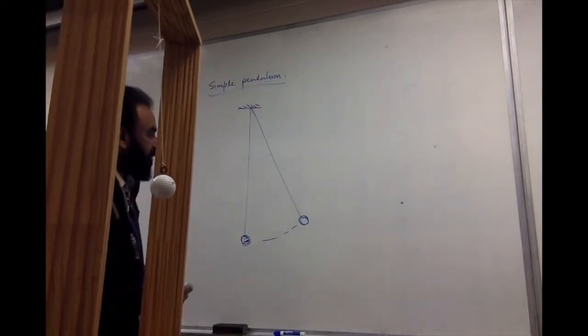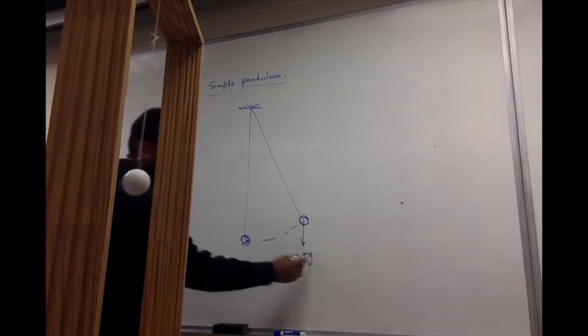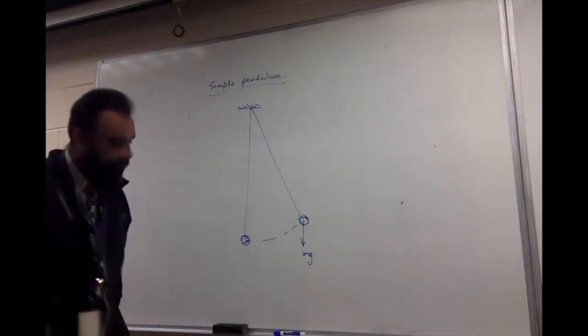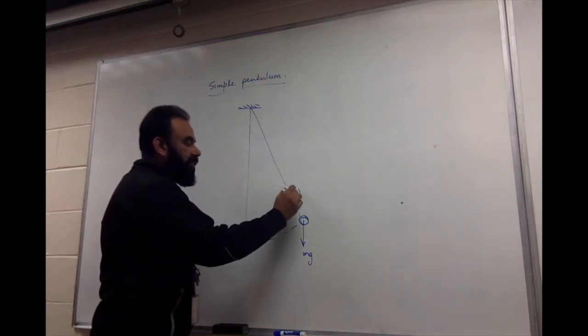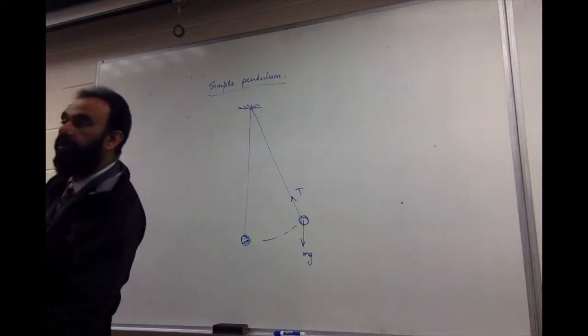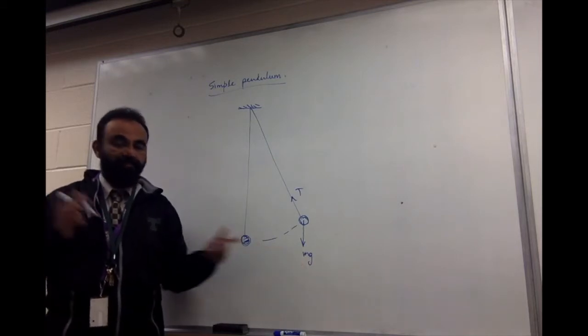At this position, how many forces are acting on the bob? Two forces. That's right. There is one force downward, which is mg, and the other force is this one, which is tension. So you have a tension and this, that's it. Only two forces.